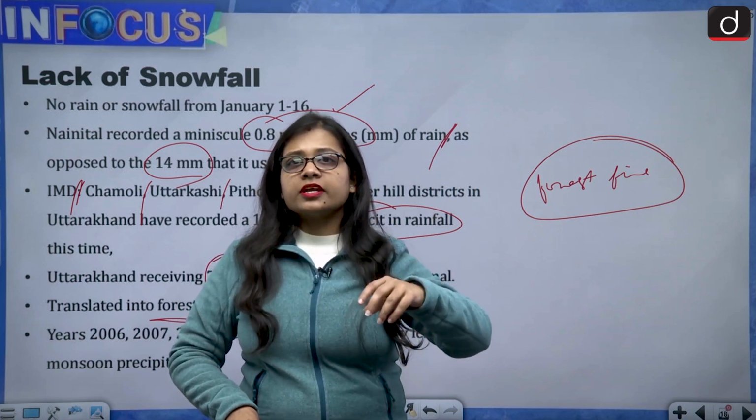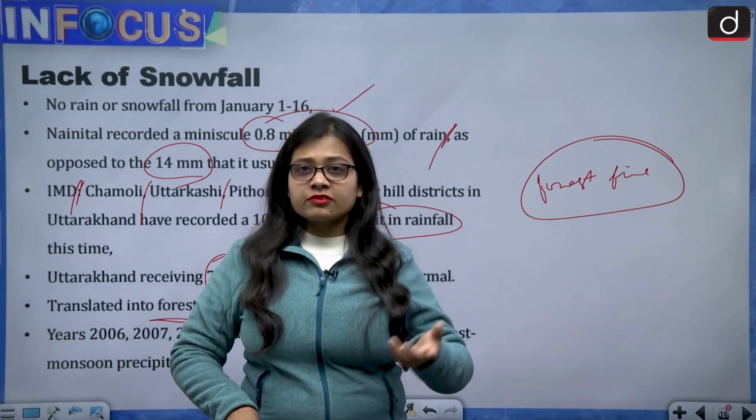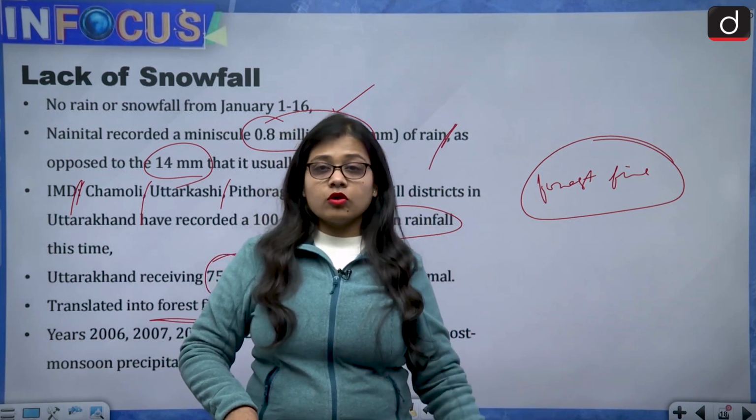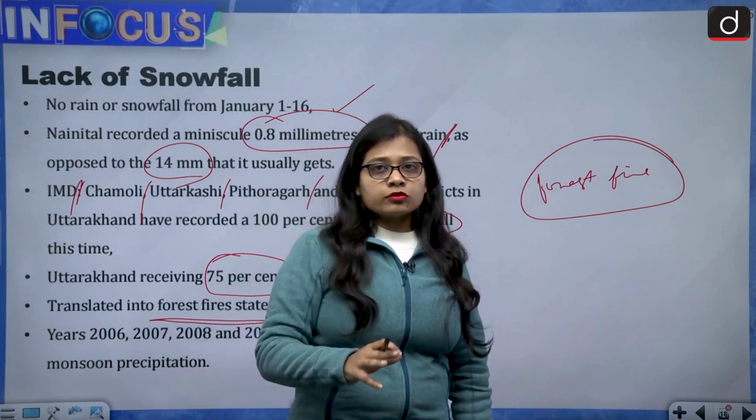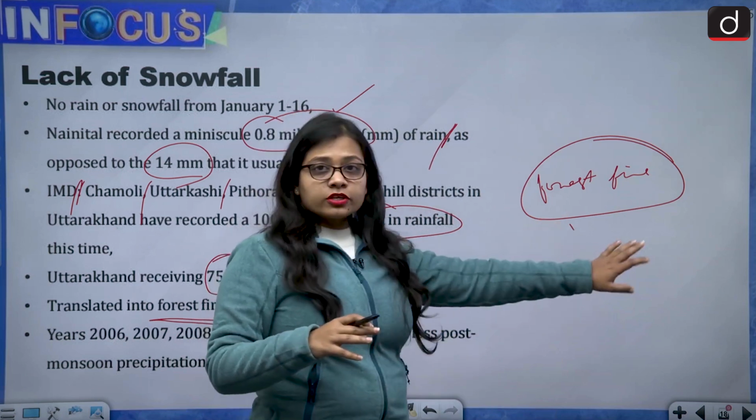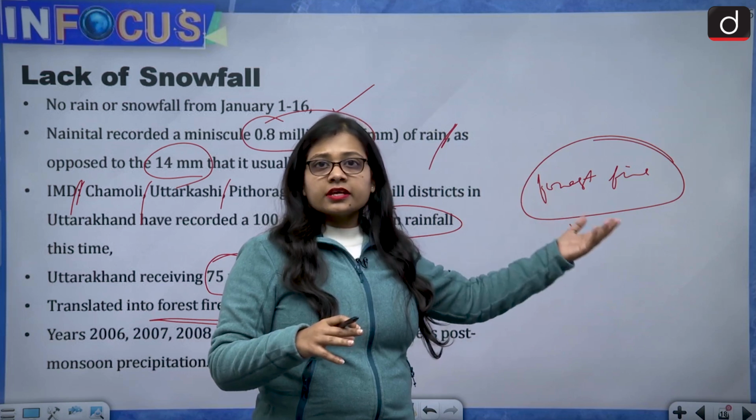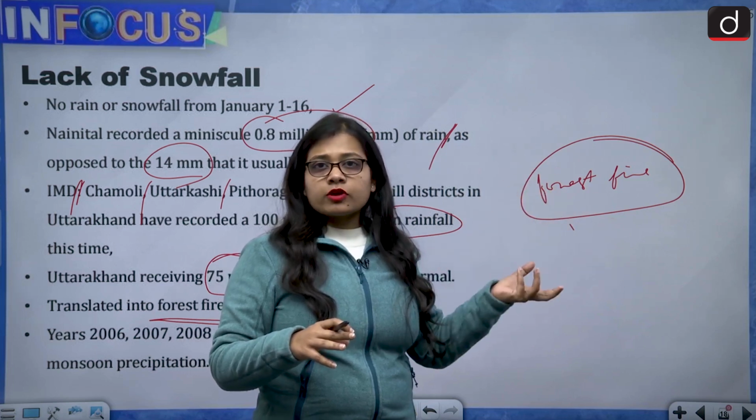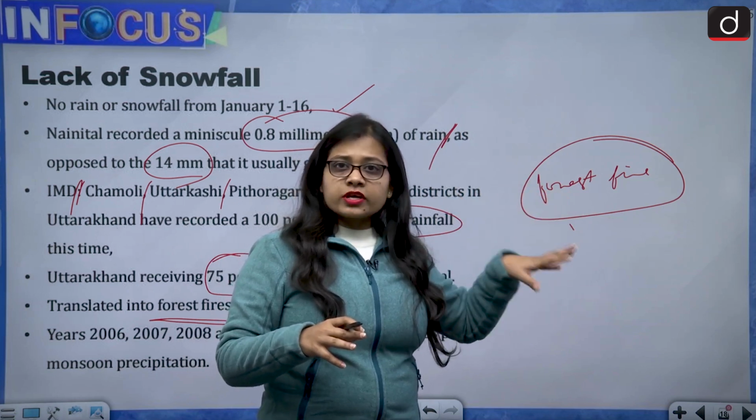Uncontrolled fire means that it is very difficult to control that fire, and the fire goes on for days and it can go on for months also. So that is forest fire, and it spreads rapidly. So when any type of forest fire used to take place in earlier years, in earlier times, what used to happen is, because of the rain and the snowfall, this forest fire used to get suppressed.